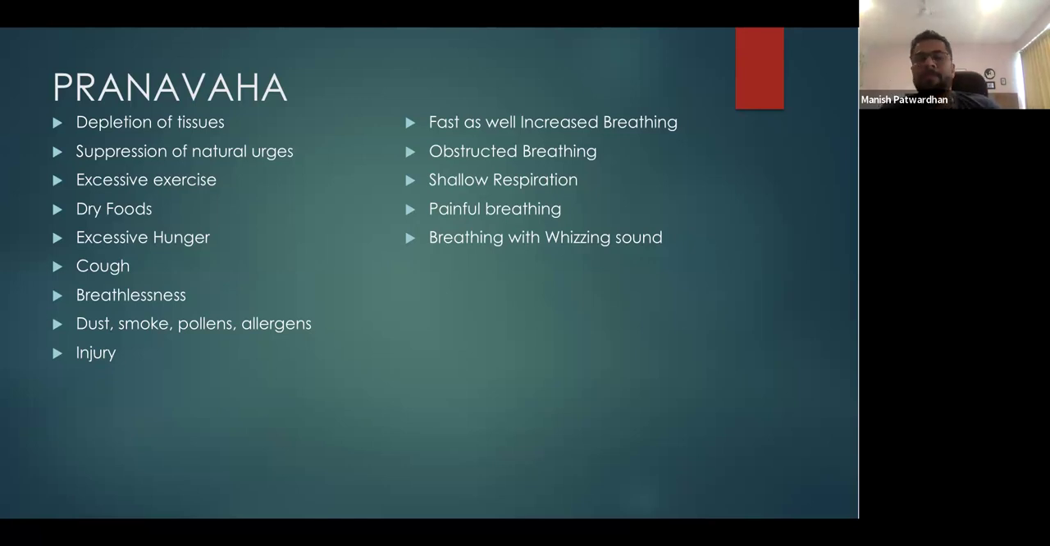When we see the basic functions of the doshas, at level 1 you are studying very basic level functions. For example, when we say vata, it is movement. When we say pitta, it is transformation. When we say kapha, it is lubrication and support. Correct?